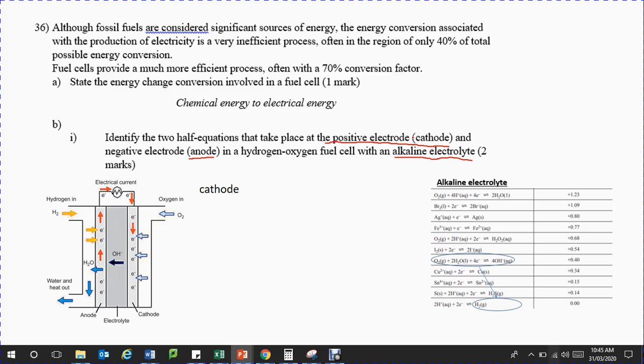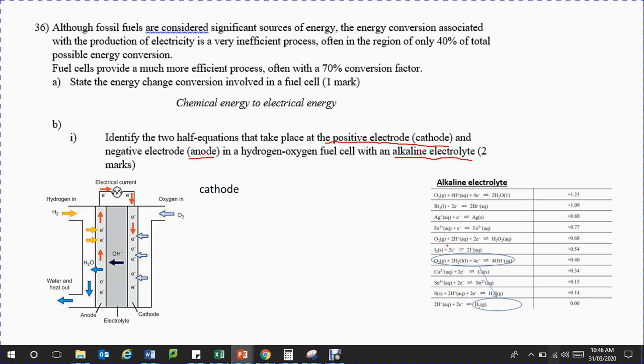In an alkaline electrolyte, we have hydroxide ions. I've just popped this diagram in here to help demonstrate it. Hydroxide ions, we don't have hydrogen ions. This makes a difference in our half equations, but the overall equation for alkaline conditions and acidic conditions is the same. This is straight from your data booklet.